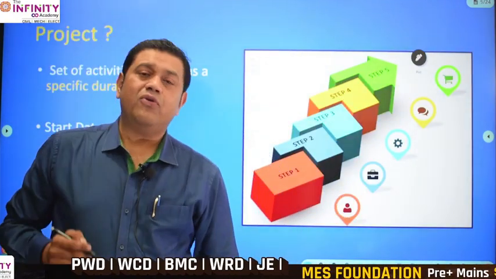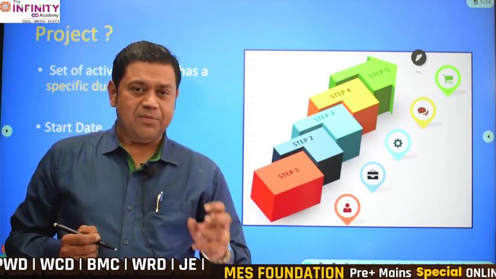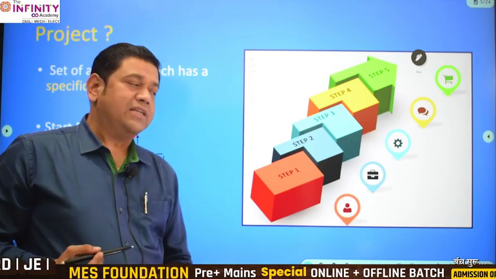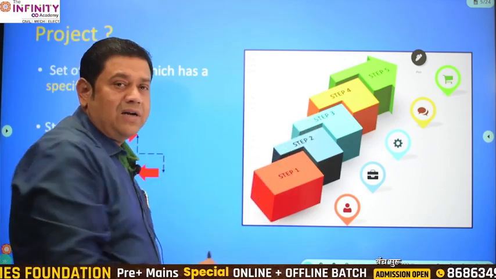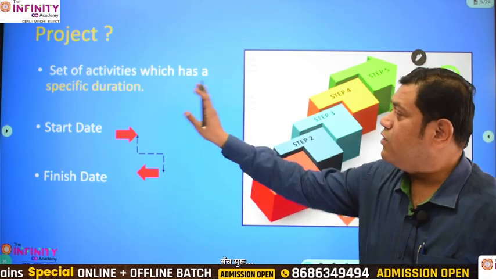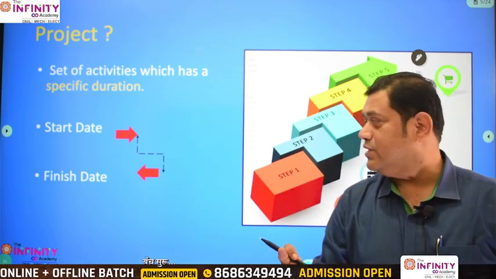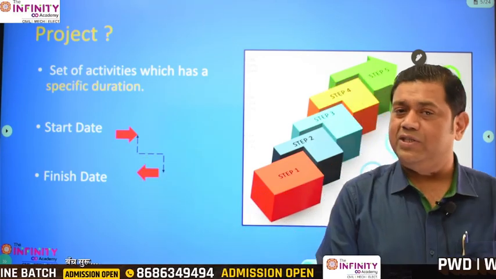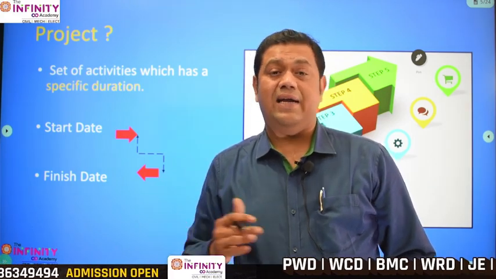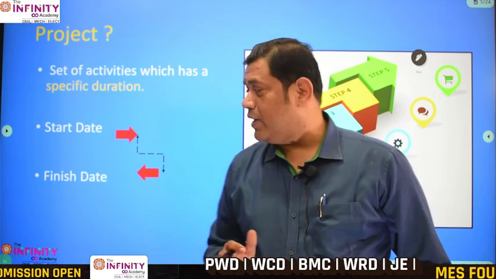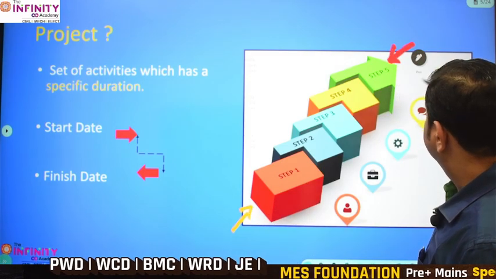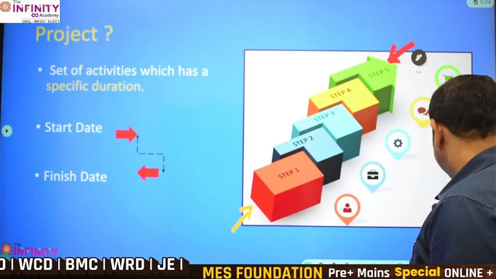Before we talk about project management, let's take a brief idea about what exactly a project is. In this diagrammatic representation, I have shown a series of activities, or rather steps. I am going to define a project as a set of activities which has a specific duration, start date and finish date. A project cannot be a set of activities which is enormous and doesn't have a start and end. It cannot be infinite. That's why a project always starts at one point and ends at another.